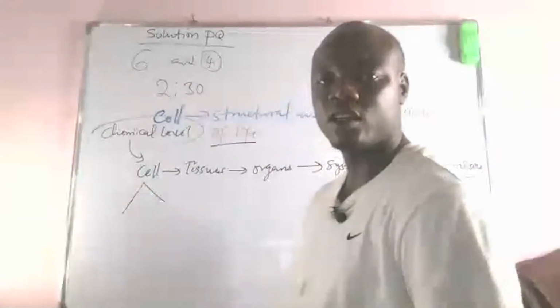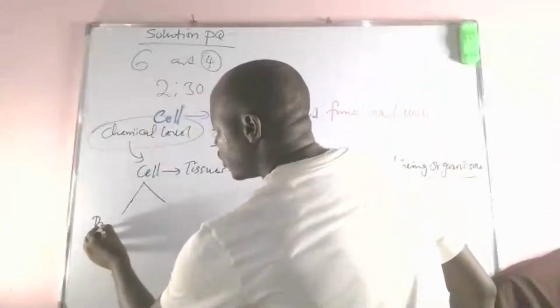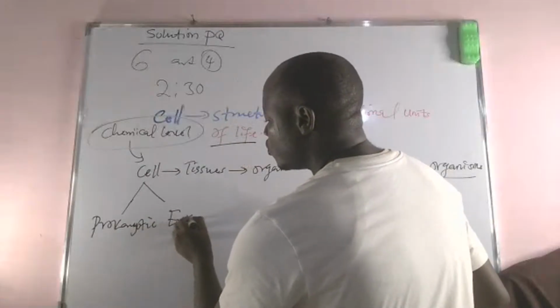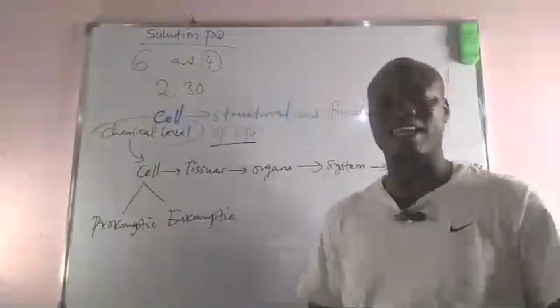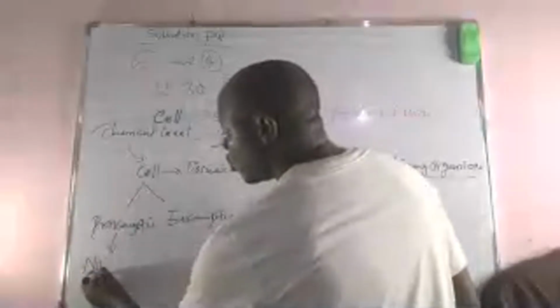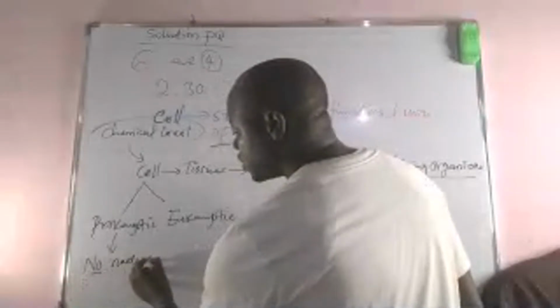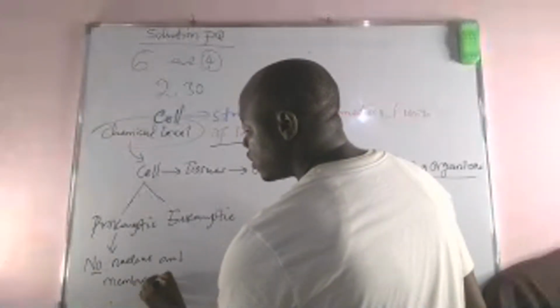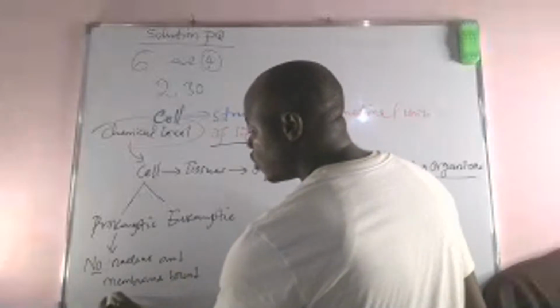Okay, excellent. We have prokaryotic and eukaryotic. Actually, ladies and gentlemen, this class we are going to have a general revision of the course. So what are prokaryotic cells? They are the cells that don't have a nucleus and membrane-bound organelles.